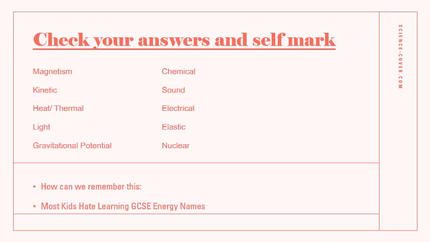Let's check our answers to task 1 and task 2. The types of energy were magnetism, kinetic, heat, light, gravitational potential, chemical, sound, electrical, elastic, and nuclear. And the way of remembering this is that most kids hate learning GCSE energy names.